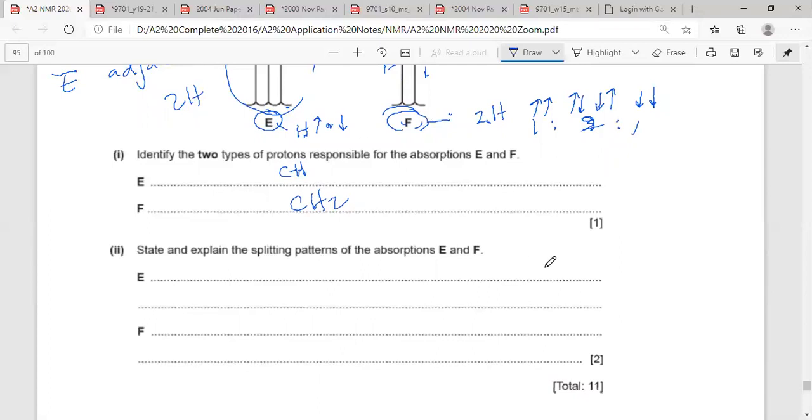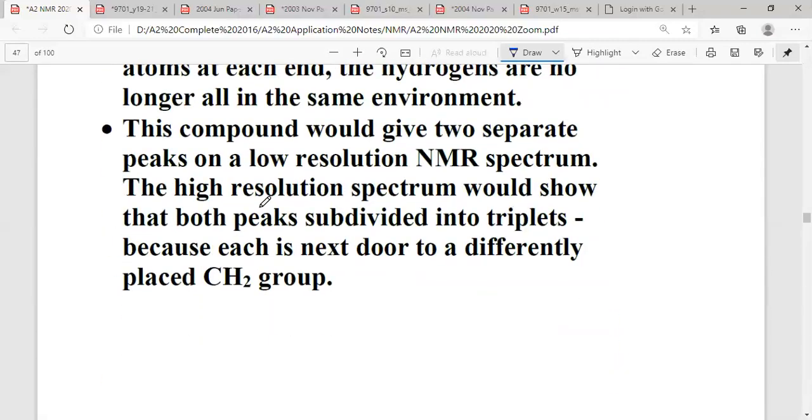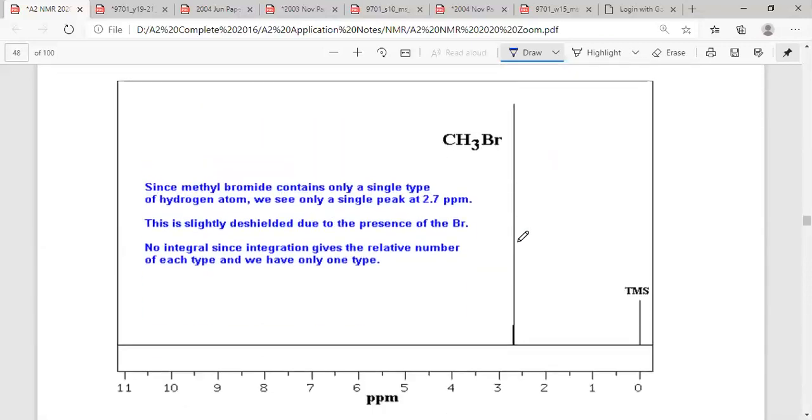I know we've got 7 more minutes or so. Now let's look at different examples. The examples are given on page 44, I think 44 to 48. Let's quickly go. You can read over here if you want to. Now remember, this is all high resolution. CH3Br has only one type of hydrogen, so there's no splitting. Because Br is very different, it's downfield here, quite high, 2 point something. TMS is 0 here.